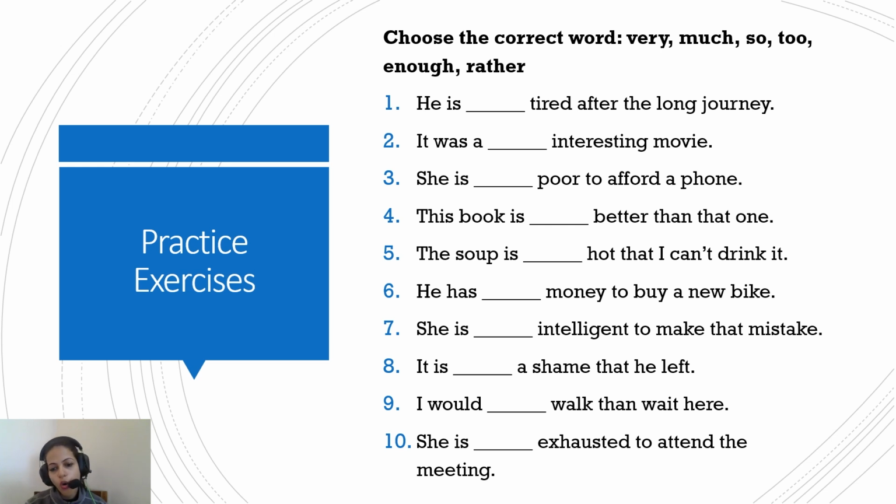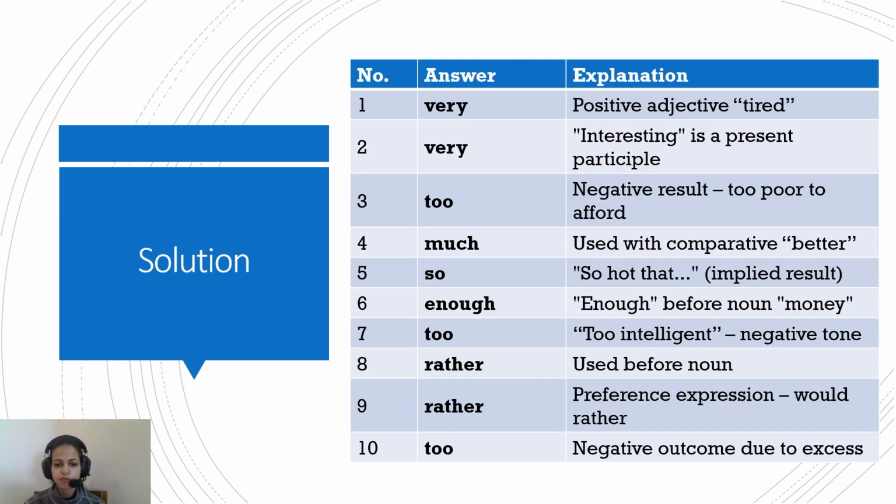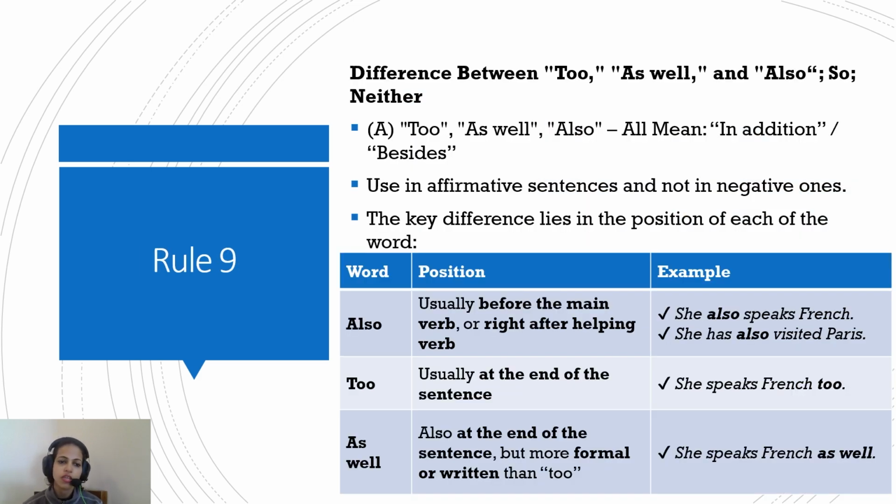I would dash walk than wait here. I would rather walk than wait here because you're telling a preference. I would rather walk than wait here. She is dash exhausted to attend the meeting. Here, she has missed the meeting. Some negative implication is there. So she is too exhausted to attend the meeting. Okay, this is the solution. You can have a look at it. And let's get to rule 9.